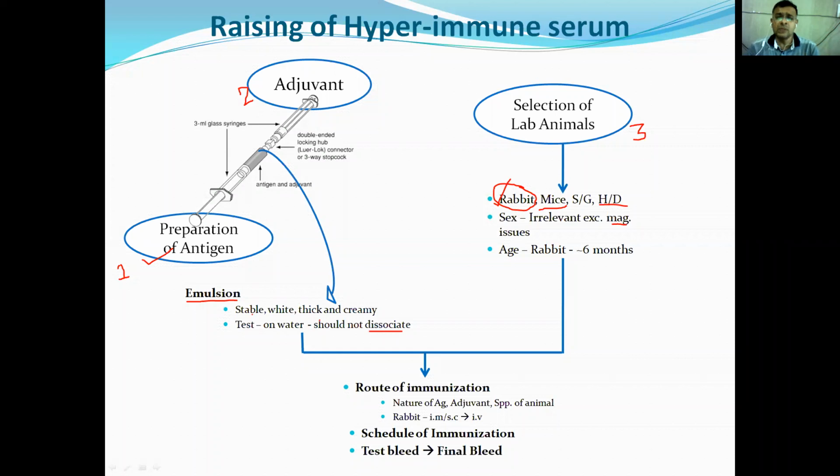Now, once we get the emulsion, then we have to go for immunization. There are different aspects we have to keep in mind. The first and most important is the route of immunization. Route of immunization generally depends on what type of antigen we are using. If the antigen is in a smaller amount, we may need to go for a different route. If the antigen is in a larger amount and sticky or oily in nature, then we have to go for some other route.